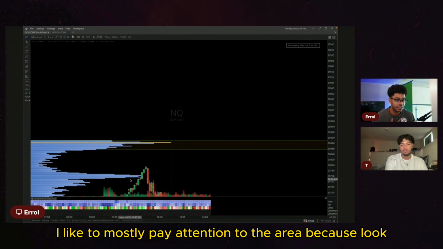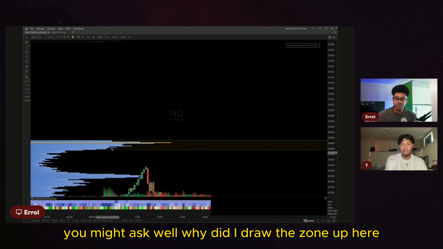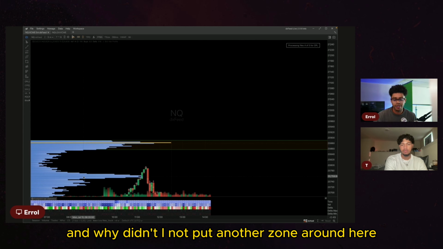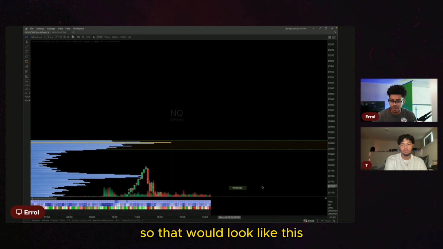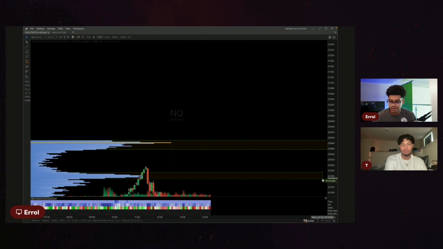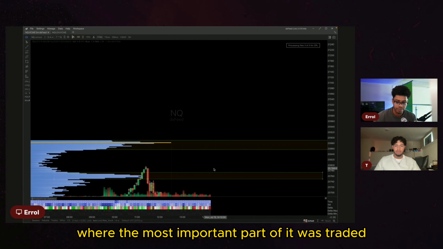Personally, I like to mostly pay attention to one area, because you might ask, why did I draw the zone up here and not put another zone around here? You can put another zone around here, and I guess I could have done that. What that would look like is this. I like to just get the peak of it. I don't need the whole thing, just the peak where the most important part of it was traded.